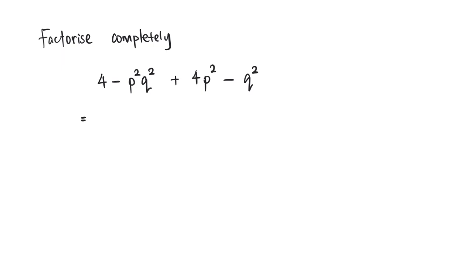Okay, so I saw that 4, 4p square, negative p square q square, and negative q square. So I'm going to just rewrite them, and then I'm going to just factorize separately.